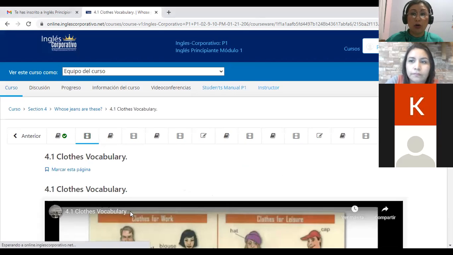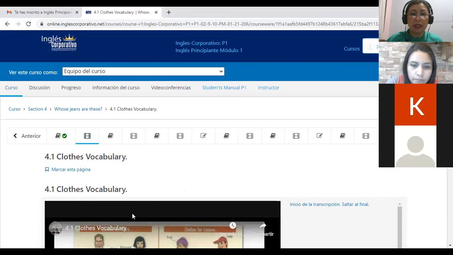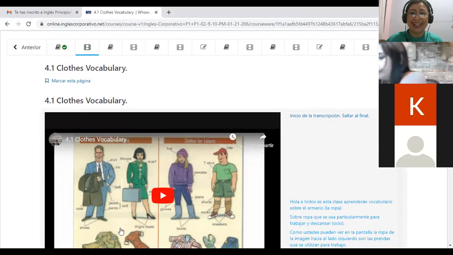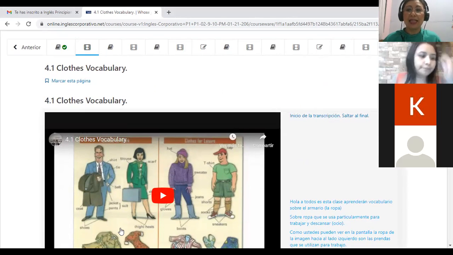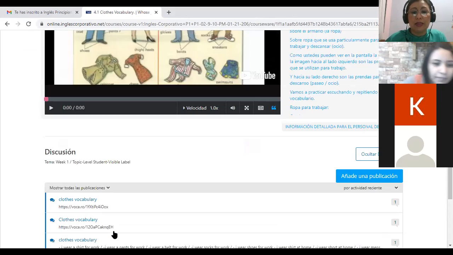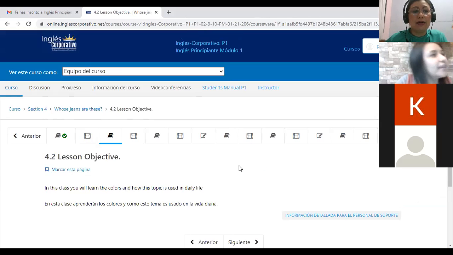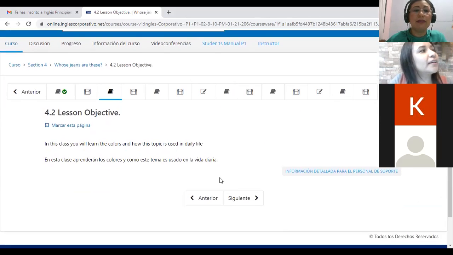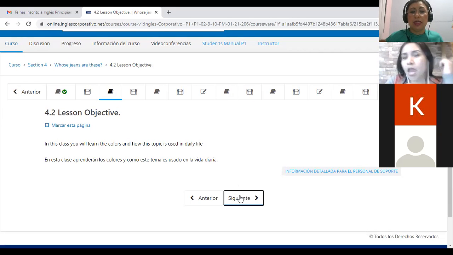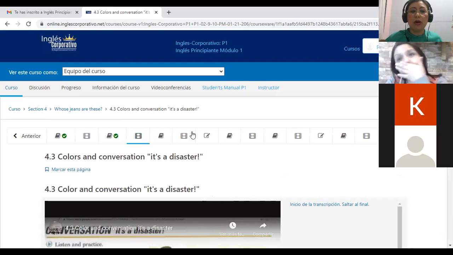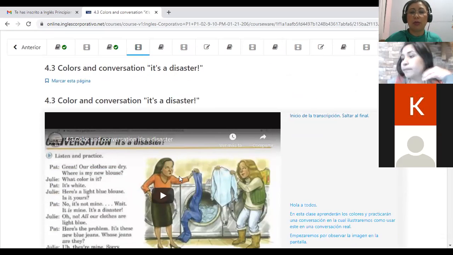And here you have clothes vocabulary. So I would like to invite you to go and watch and listen and repeat and say the words again and again until you get the right pronunciation. Okay, and later we have the 4.2 lesson objective that it's about colors. So we are going to mix these two classes, and then we are going to learn about colors, okay? So this, in order to learn about colors, we are going to study 4.3. Okay, this is gonna be today and tomorrow.